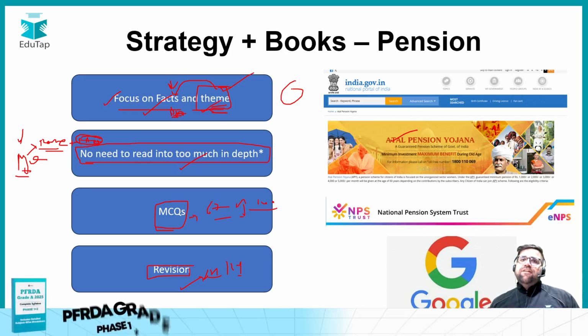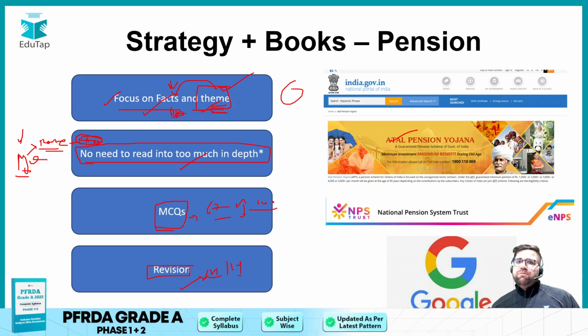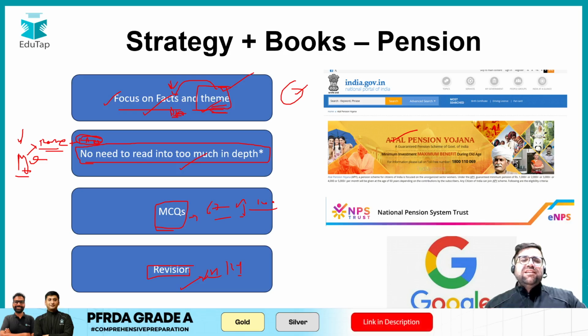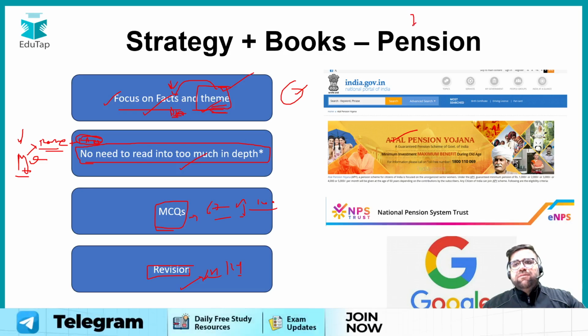So in your PFRDA Grade A exam, even companies that look bulky... So in your PFRDA Grade A exam, pension I think is the smallest one to cover, because there are 6 to 7 chapters only which you have to cover in the main dimension of pension.